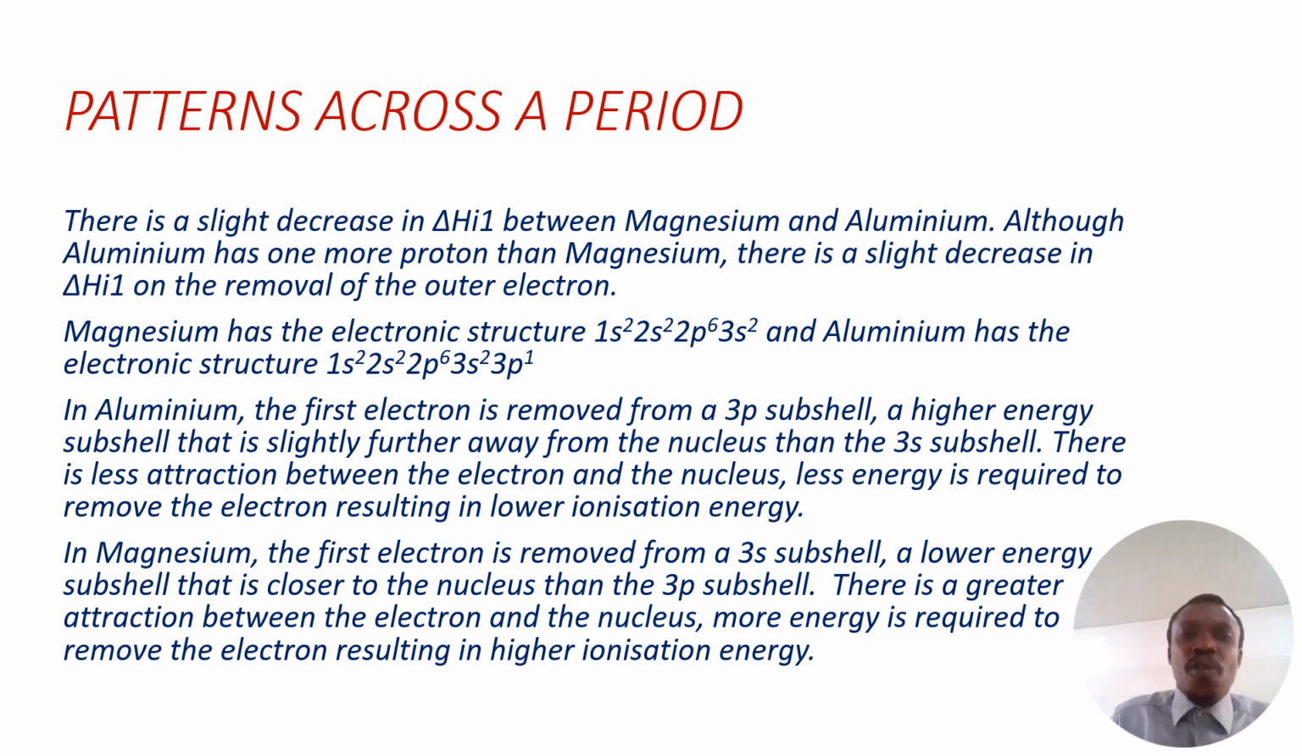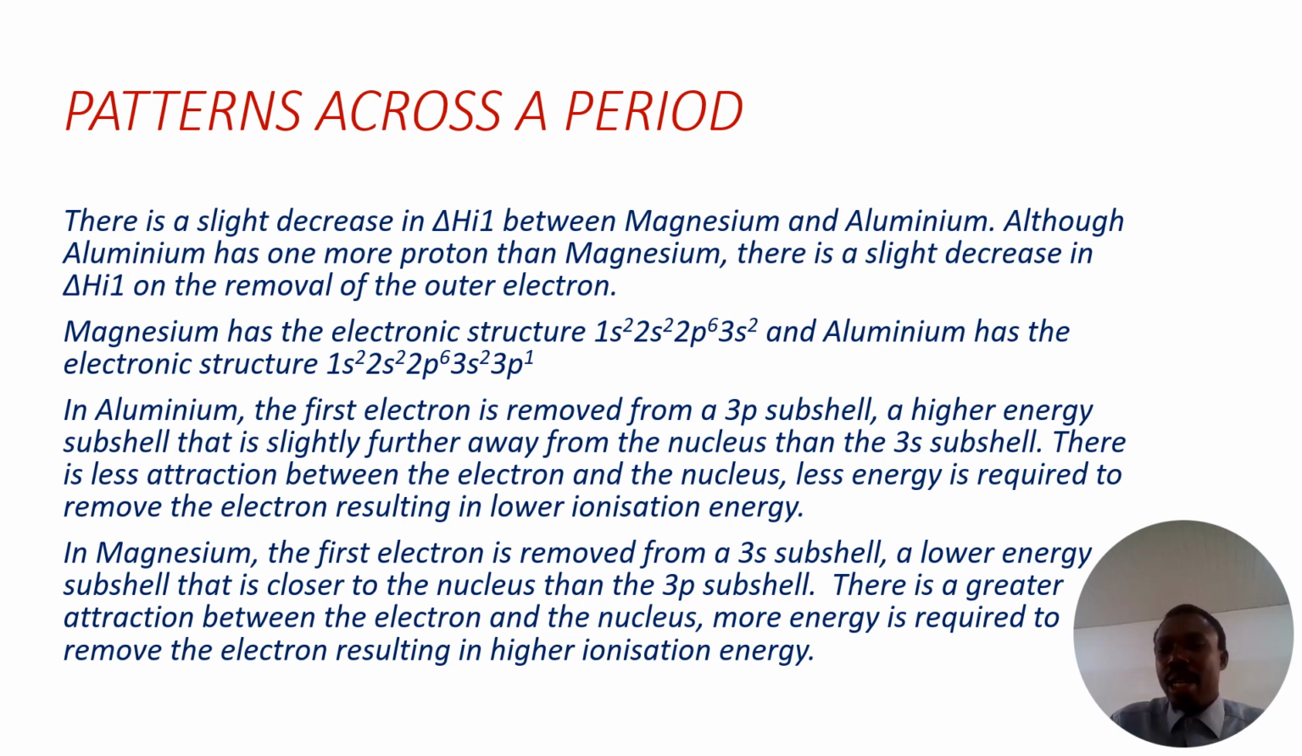But in magnesium, the first electron is removed from a 3s subshell, a lower energy subshell that is closer to the nucleus than the 3p subshell. There's a greater attraction between the electrons and the nucleus. More energy is required to remove the electron, resulting in higher ionization energy. So the first ionization energy of magnesium is higher than that of aluminium, and the first ionization energy of aluminium is lower than that of magnesium. So it's as simple as ABC. Please take note of that, because those are the basic exceptions in period 3.